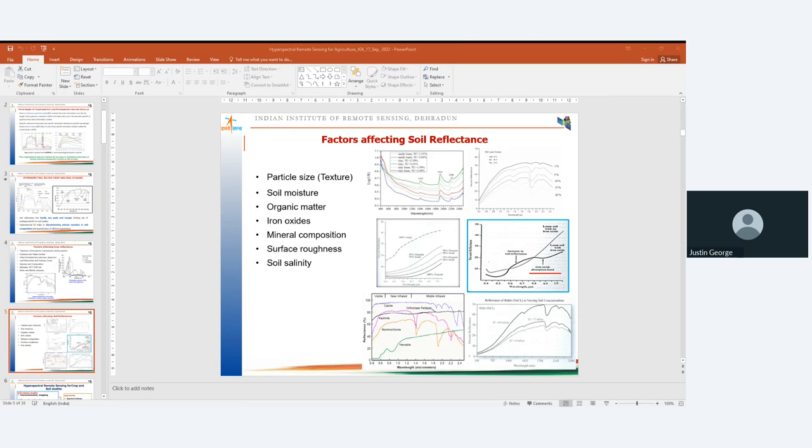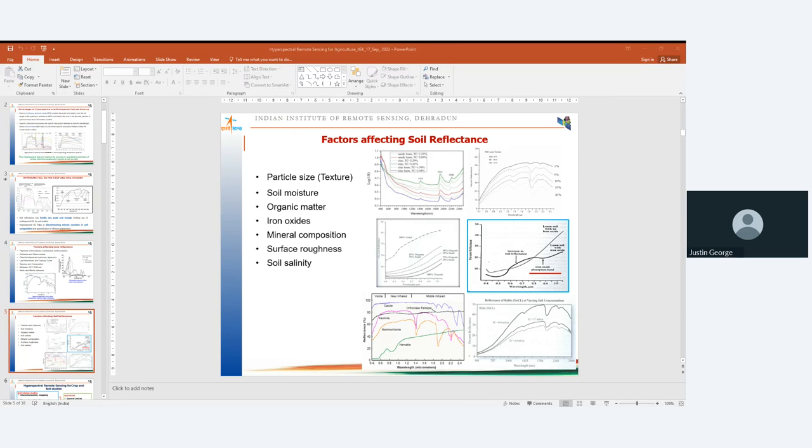NIR wavelength. Another important thing which affects the soil reflectance is the presence or absence of iron oxides or various other coloring components. Many of you might know that iron oxide mainly imparts red or bright yellow, orange shades to the soil. And here you can see if there is an increase in the iron oxide content, there will be an increase in the reflectance in the wavelength.